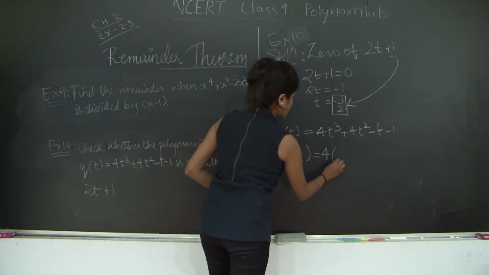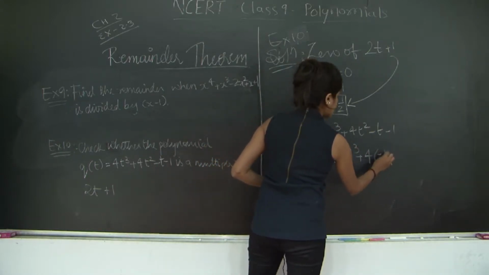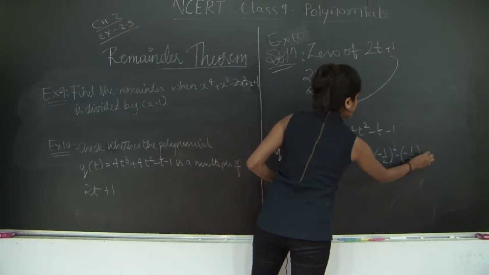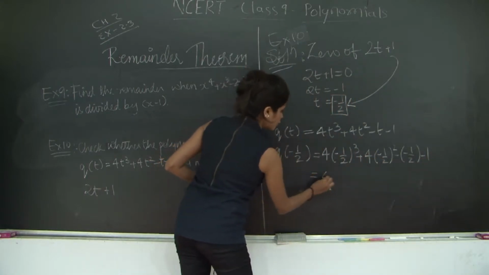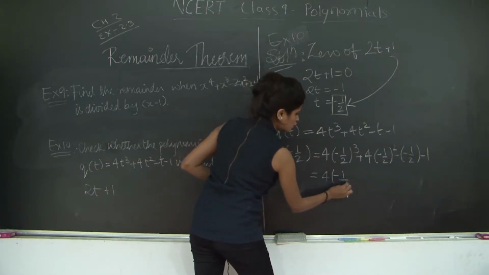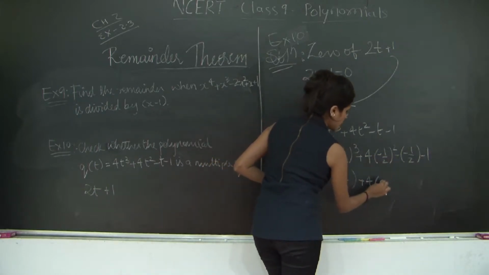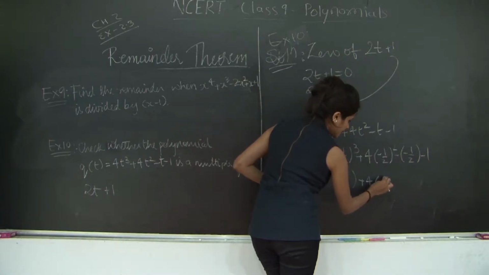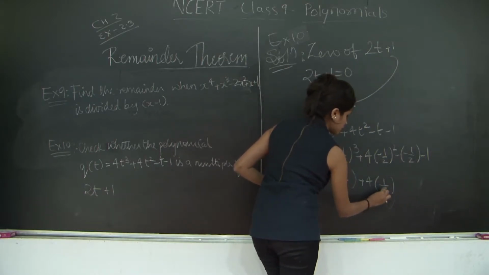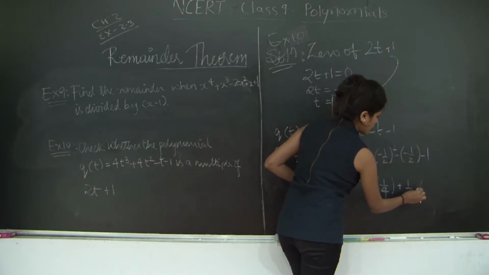So, 4 into minus half the whole cube plus 4 into minus half the whole square minus into minus half minus 1. So, 4 into the cube of minus half is going to give me minus, 1 cube is 1 and 2 cube is 8, plus 4 into minus half squared, minus square is going to give you positive, so 1 and 2 twos are 4, 2 square is 4, right. Minus into minus is going to give me plus, so plus half minus 1.